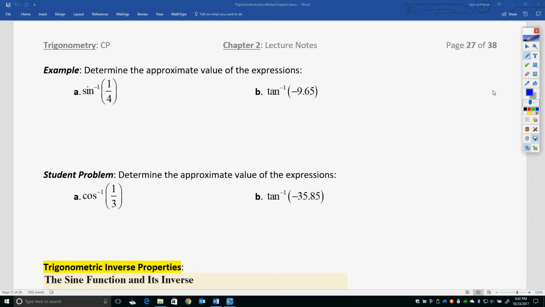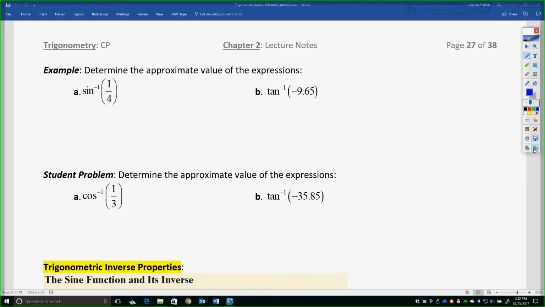So now we're going to get into the values of the inverse functions that are not on the unit circle, at least not the nice ones anyways. Of course, all angles are on the unit circle. But these ones are not specifically the special right triangle ones, so they won't work out to a nice answer. So again, what this is actually asking is, what is an angle that gives me this?